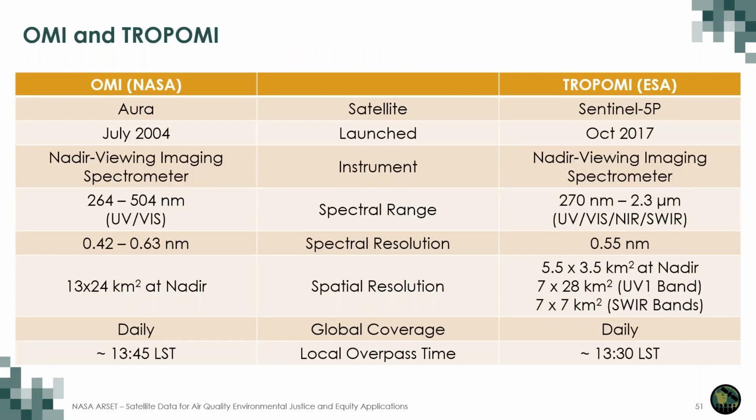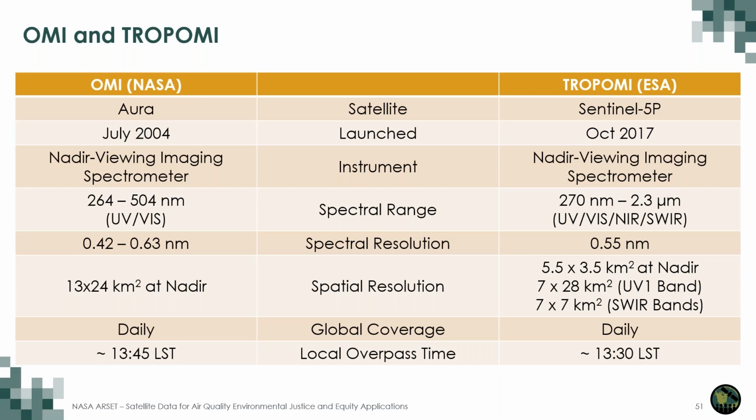I'm going to focus on the OMI and TROPOMI instruments, which are two of the key missions for monitoring tropospheric trace gases. OMI, the Ozone Monitoring Instrument, was launched back in 2004 on the polar orbiting Aura satellite. This is a hyperspectral spectrometer covering the ultraviolet and visible spectrum with a spectral resolution of about half a nanometer. It provides daily coverage with an afternoon local overpass time.